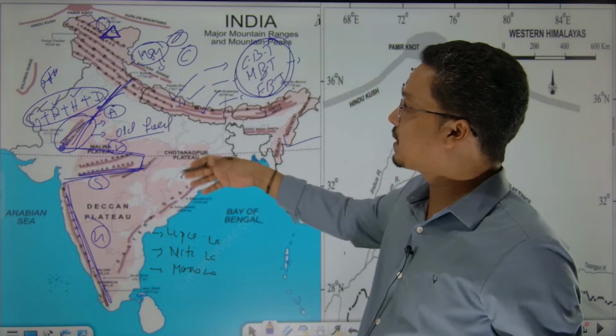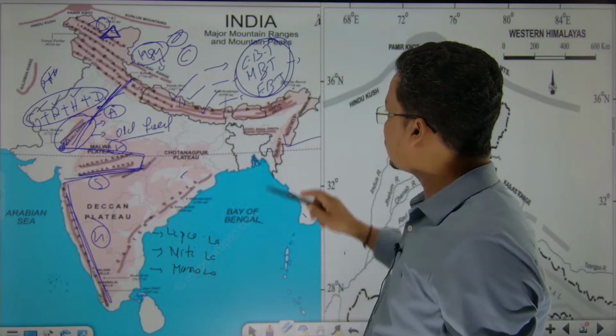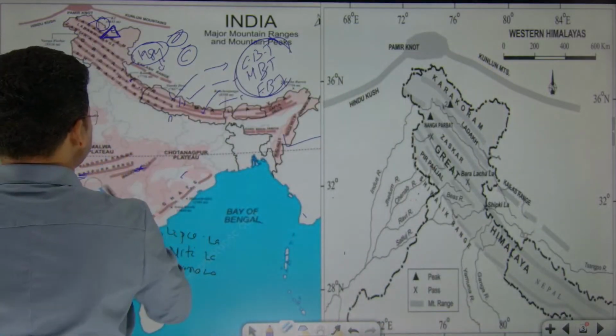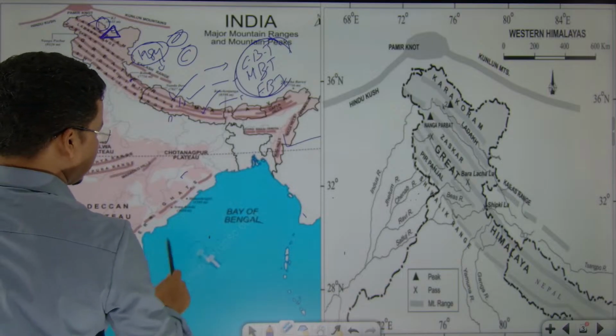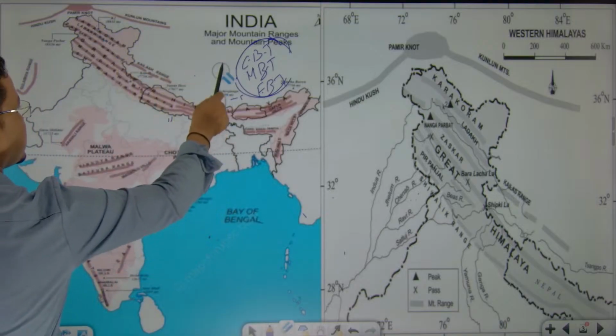You have to remember, because you have to write the water divides of India, because somebody needs to know that. What exactly are water divides? Water divides means dividing the water, like the Western Ghat. The Western Ghat is a major water divide of India. Why? Because it is dividing the water.